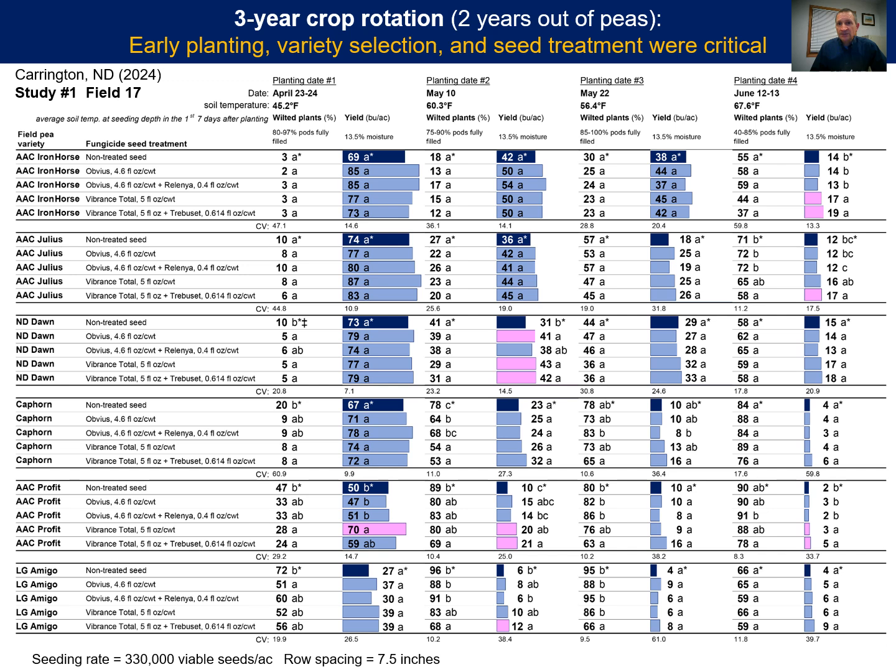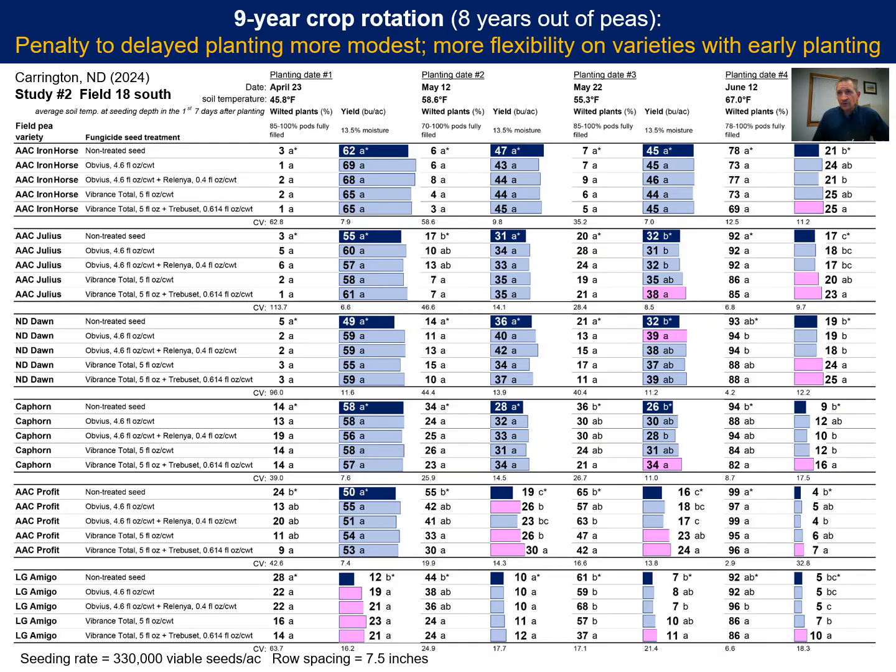And so what you can see here is that with that tight crop rotation interval, we achieved really great yields with careful variety selection, early planting, and fungicide seed treatment. But the penalty for planting late was very high, and we had to be careful with our variety selection. Now let's look at another field where we conducted this. This was a 9-year crop rotation, so 8 years out of peas.